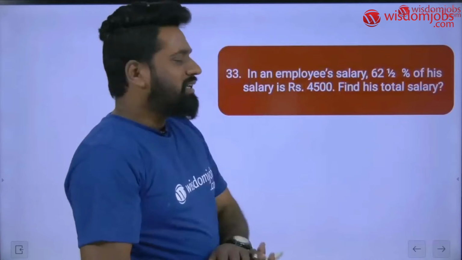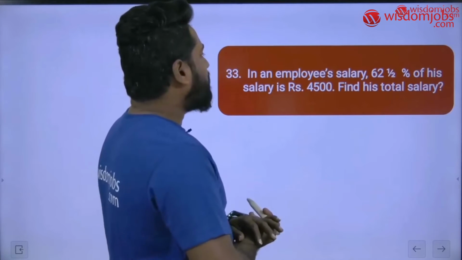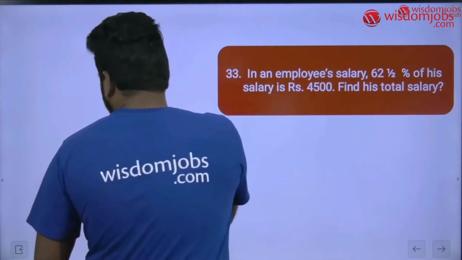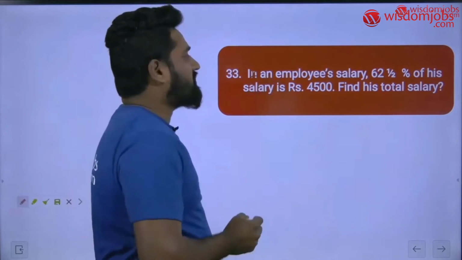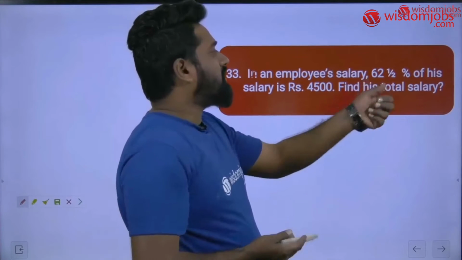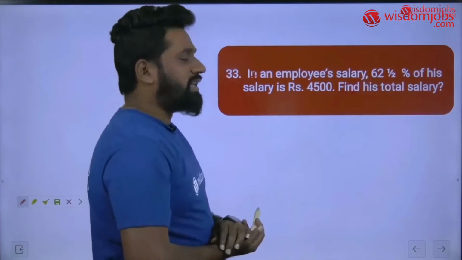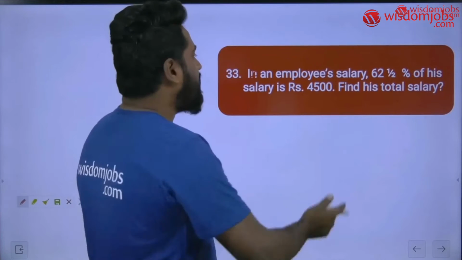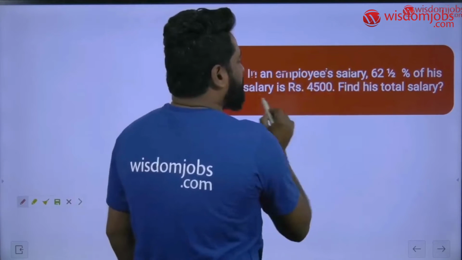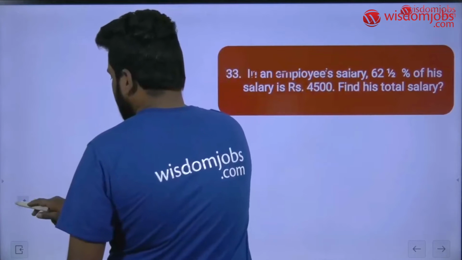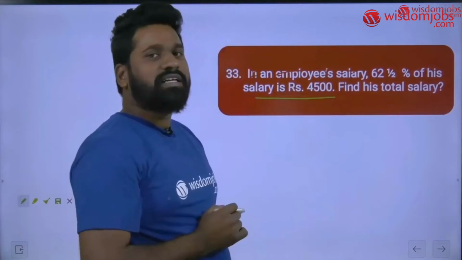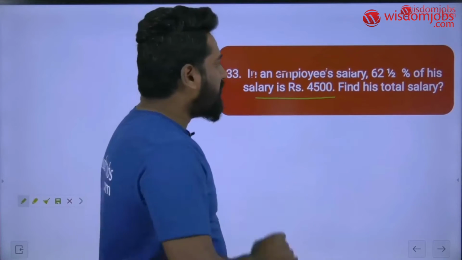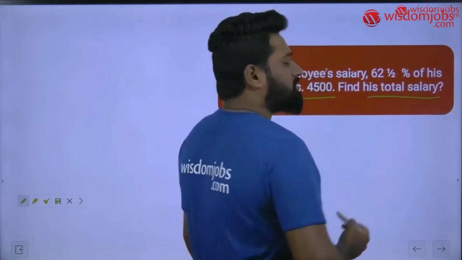Observe here, this is also based on the same. If an employee's salary, 62.5% of his salary is given. So out of an employee's salary, 62.5% is given, is it clear? 62.5% of the salary is given, that is 4,500 rupees. Now he is asking to find his total salary.